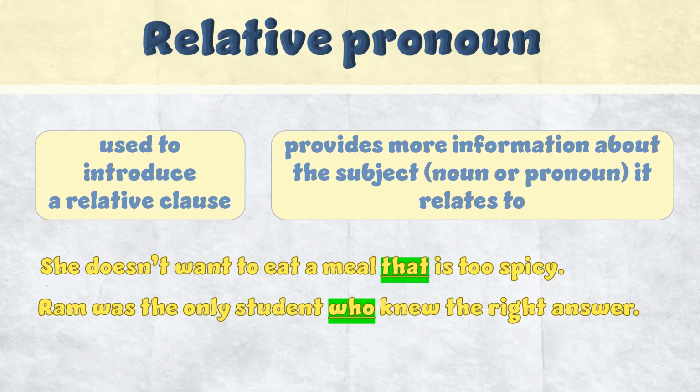Ram was the only student who knew the right answer. So the relative clause is knew the right answer and the relative pronoun is who.